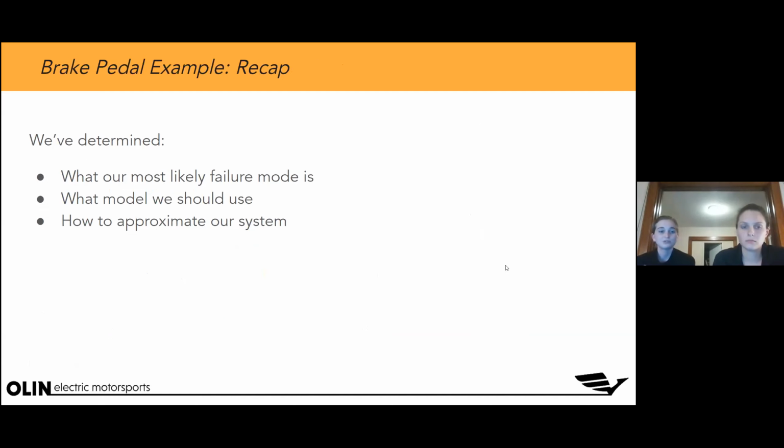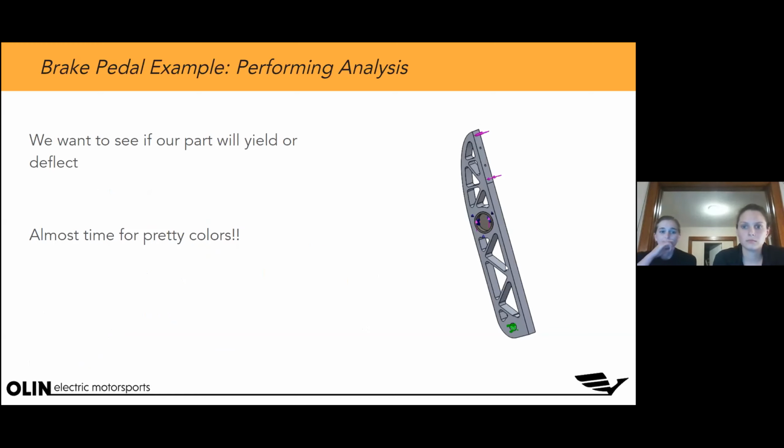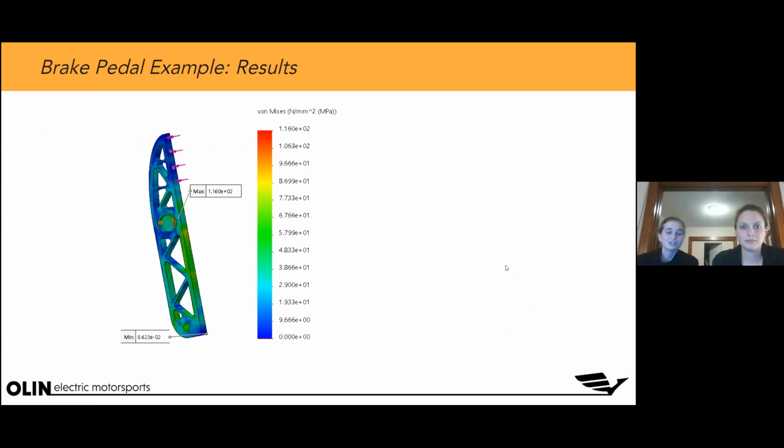So just a quick recap of what we've done so far with this brake pedal example: we've determined our most likely failure mode, we've determined what model we should use, and we've determined how to approximate our system. So now let's clarify what we're trying to figure out. We're trying to figure out if our part will yield or if we're going to see a deflection of greater than 1 millimeter. This is the exciting part, because we're going to finally see those FEA pretty colors we've been waiting for. So here are the results.